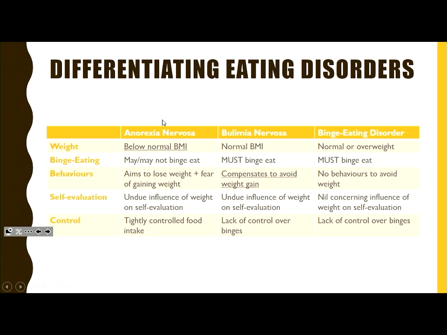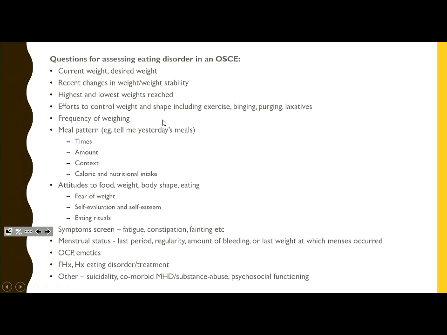But yeah, that's a little summary. In terms of questions to ask for an eating disorder, there's quite a few that are quite specific, so I've written a list of the ones I learnt. So you want to ask their current weight and their ideal weight, any recent changes in their weight, the highest and lowest weights they've ever reached, what things they're doing in order to make sure they lose weight, and how often they weigh themselves. Often if they've got this preoccupation with their weight, they'll be weighing themselves like 3 times a day.